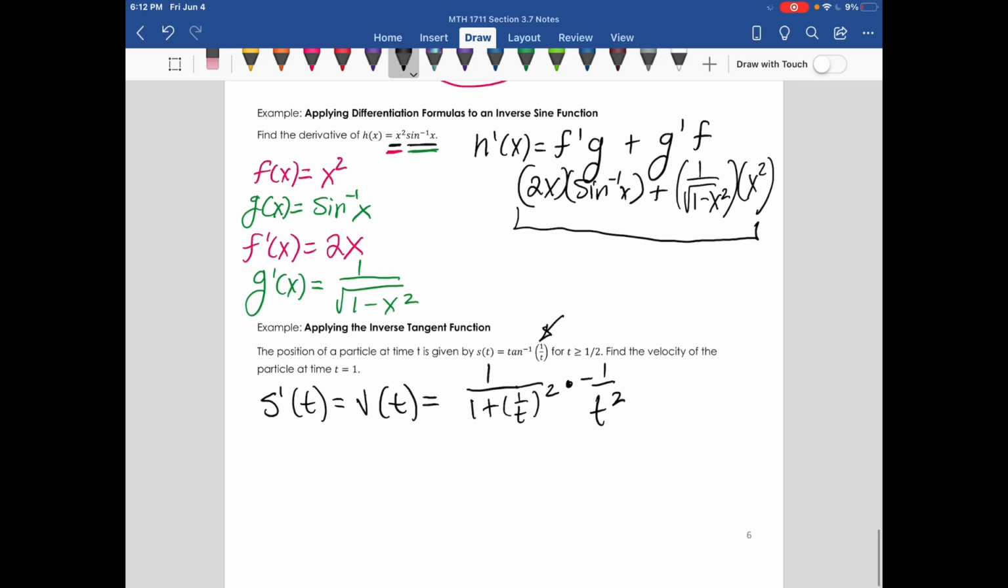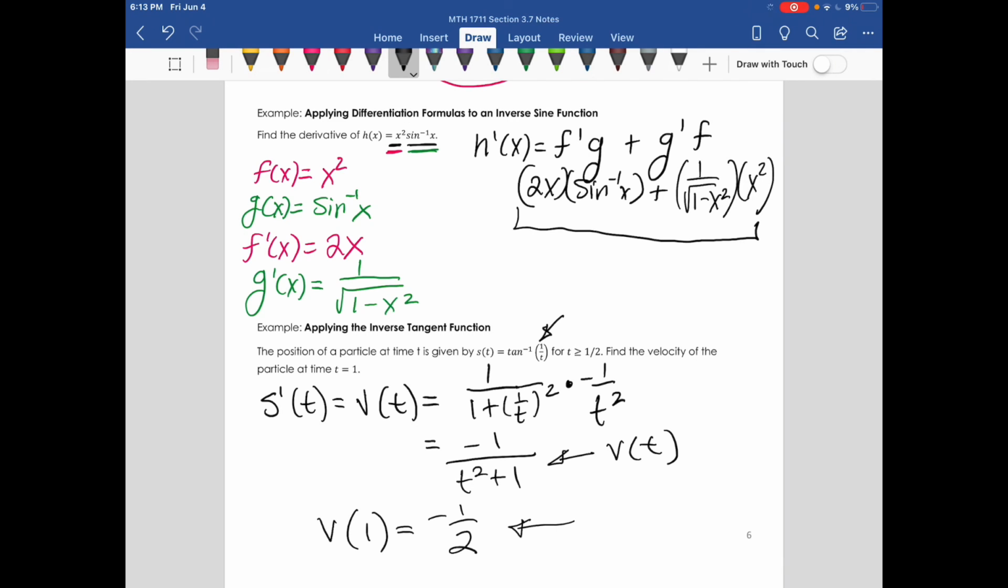So now when I clean this up, across the top, I'm going to take 1 times negative 1. That gives me a negative 1. And then if I take t squared and distribute that in the denominator of the first fraction, I'm going to get t squared plus 1. So here is my velocity function. Now if I want to evaluate it at t equals 1, I plug in 1 for t. So that will give me negative 1/2.